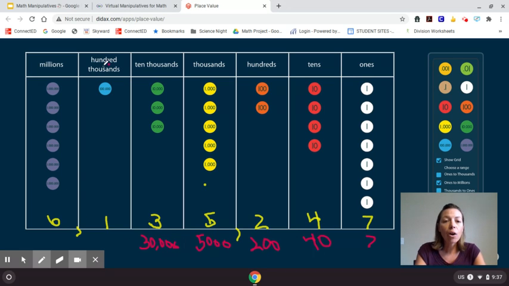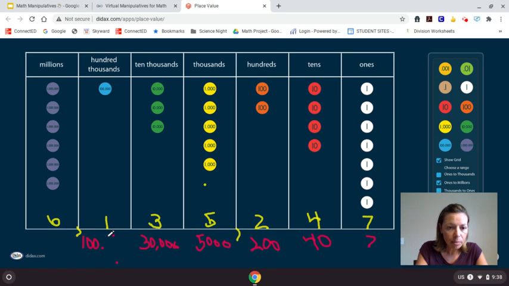Okay, now we're in the 100,000s column. There's only 1 disc. So if we count by 100,000s, it's 100,000. We don't have anything else to count, so we're going to write 100, and then we're going to put our comma. That's where we say 1,000. Whoops. Oh, and I somehow hid my tools. Don't know how I did that.